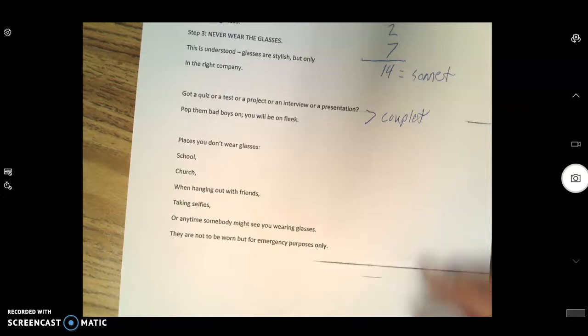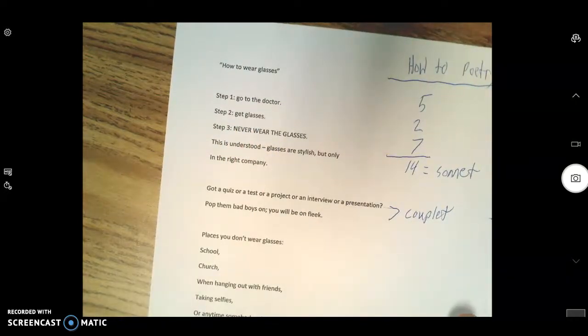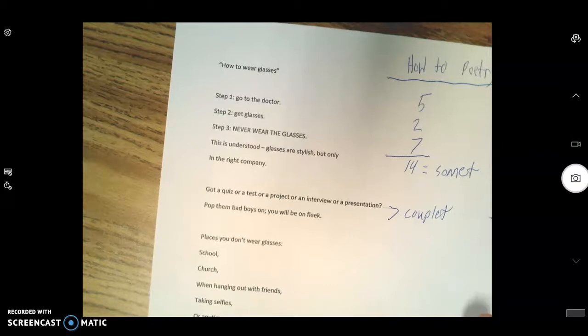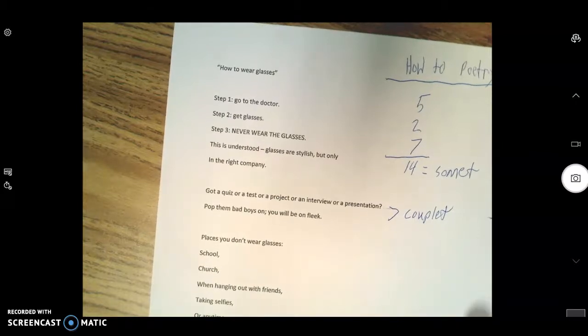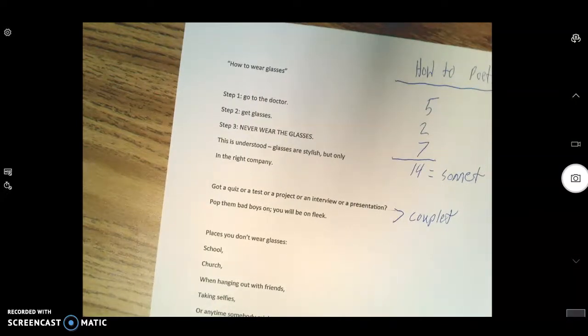I'm being sarcastic because check this out. Why would you go to the doctor and get glasses then never wear your glasses? I know that's the thing though. That's silly, right? I mean, if you took glasses off, could you see me? A little bit. Oh no, I wear contacts. If I'm not wearing contacts or glasses, I'm all the way blind.